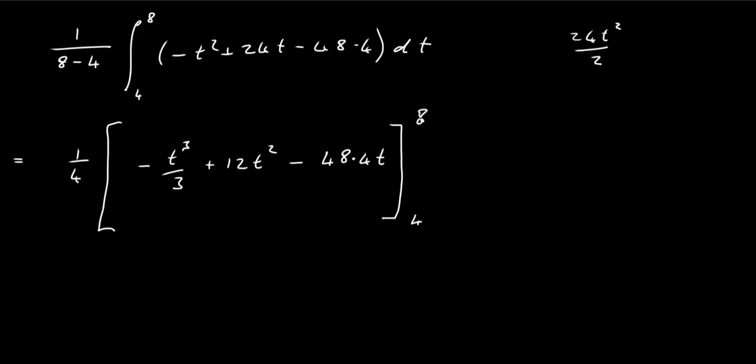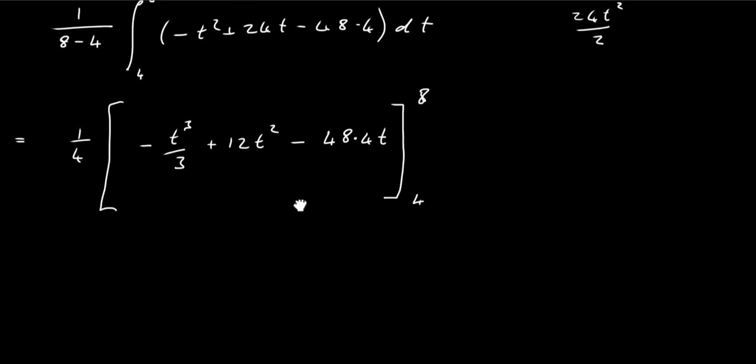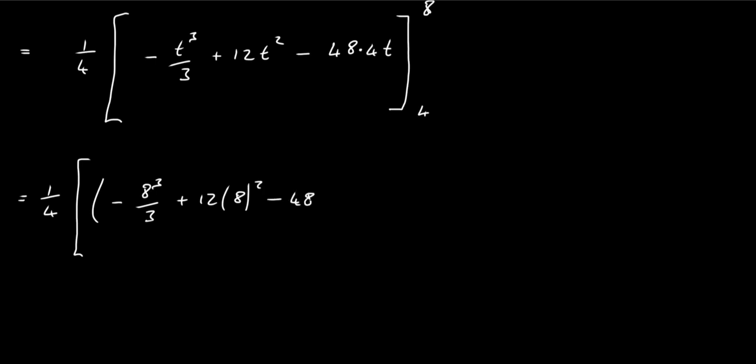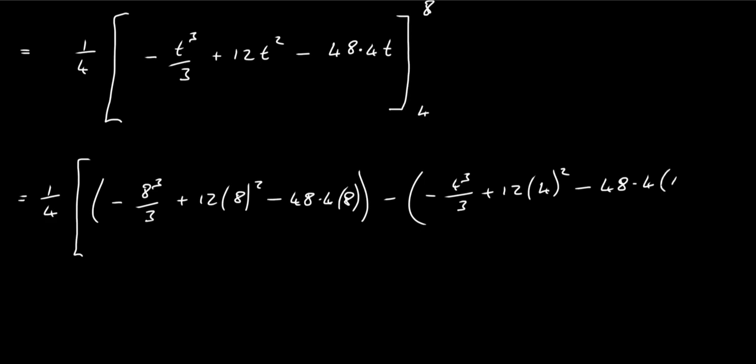What we've got to do then is substitute in 4 and 8 and subtract. So we've got a quarter out here. We put in 8 first: minus 8 cubed over 3 plus 12 times 8 squared minus 48.4 times 8. Then we subtract what we get when we put 4 into it: minus 4 cubed over 3 plus 12 times 4 squared minus 48.4 times 4. And that is it.